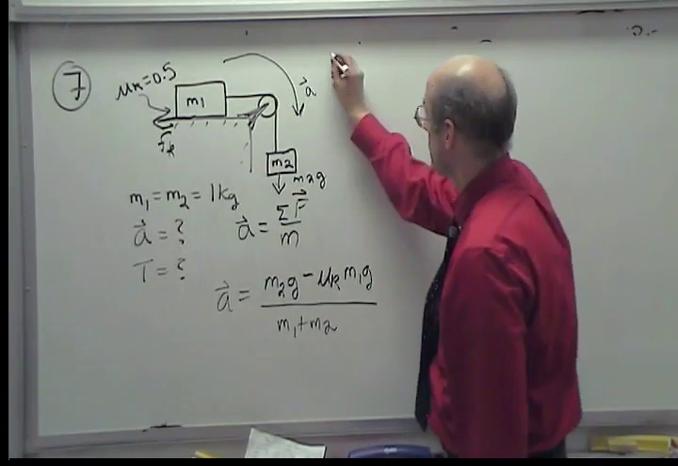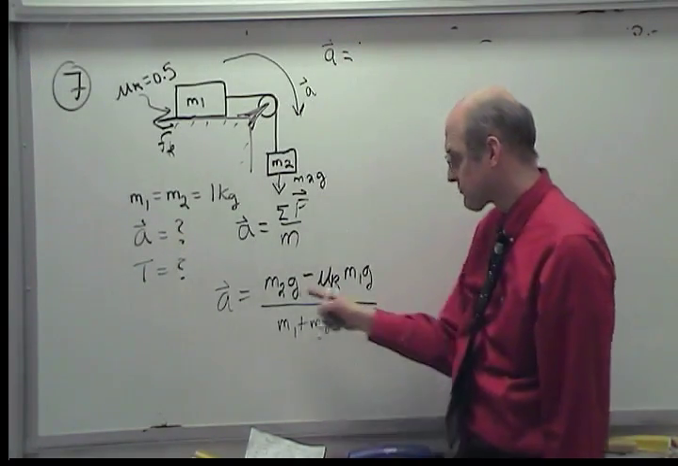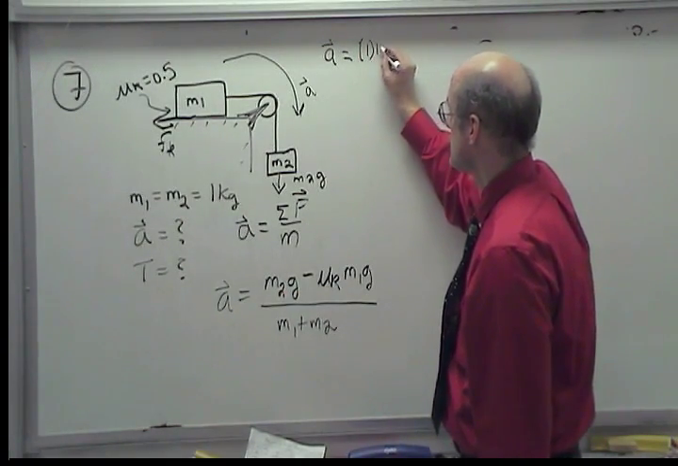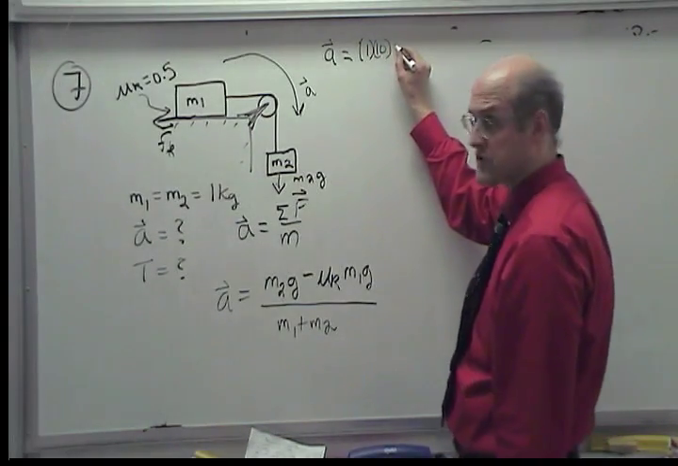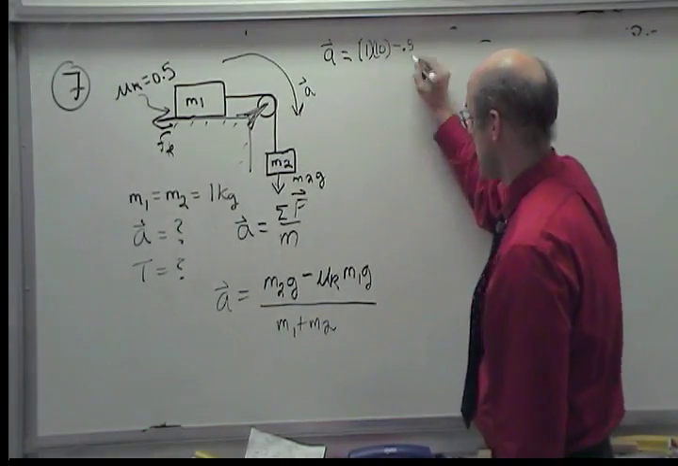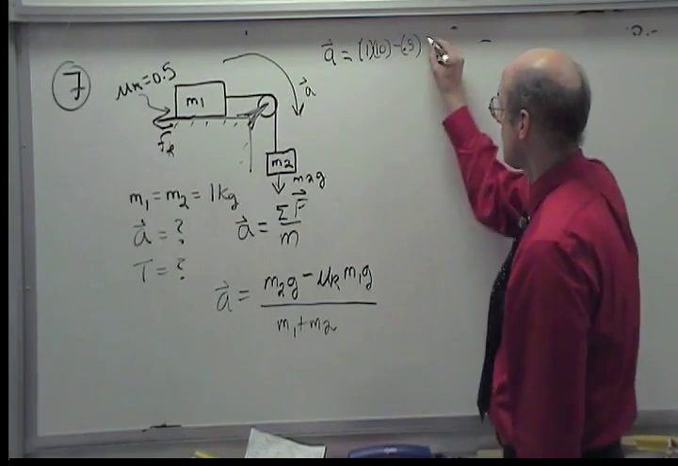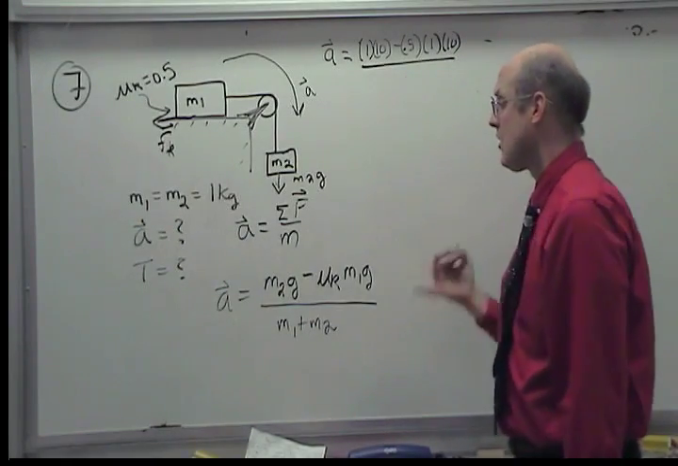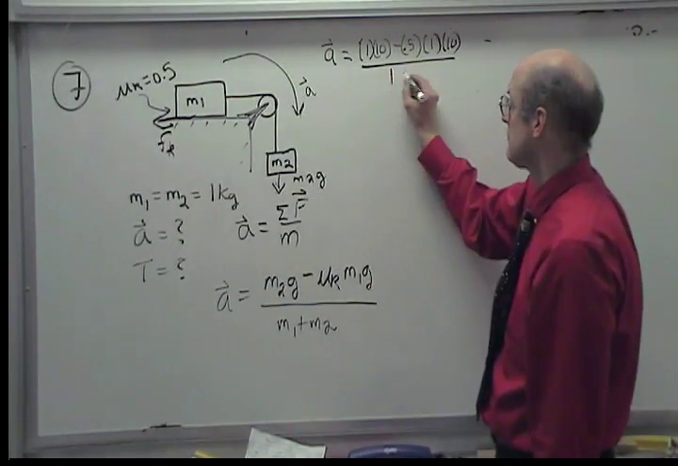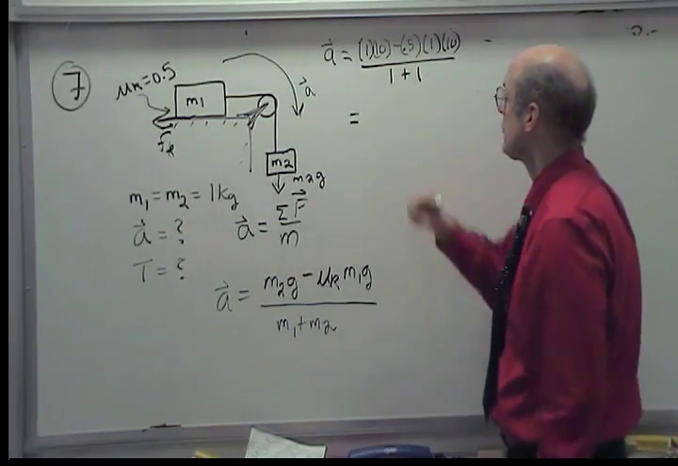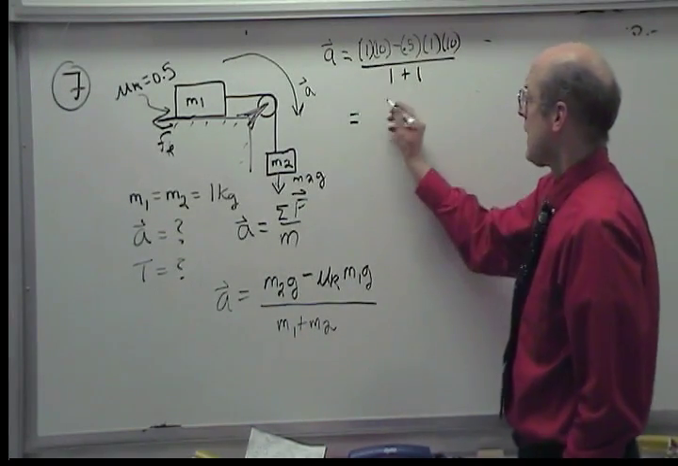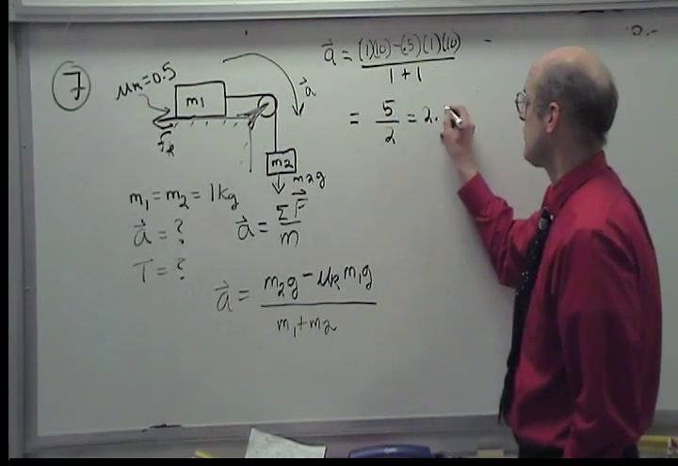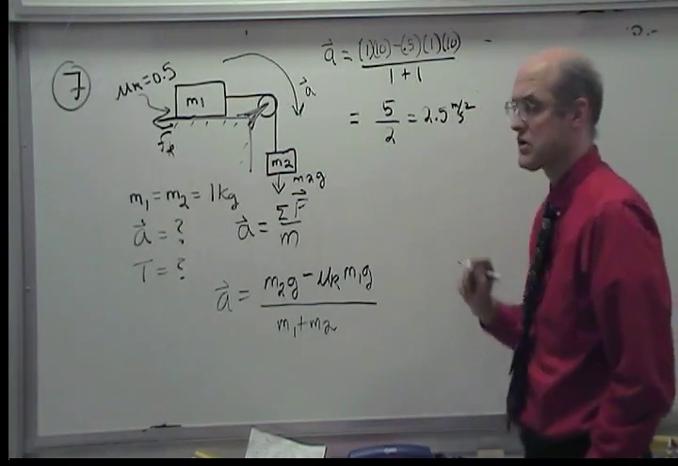Let's do the numbers. So the acceleration then is equal to M2, which is 1, times G, which is 10 meters per second squared, minus mu k, which is 0.5, times M1, which is 1 kilogram, times G, which is 10 meters per second squared, all divided by M1 plus M2. So in the numerator, we get 5, and in the denominator, 2. So we get an acceleration of 2.5 meters per second squared.